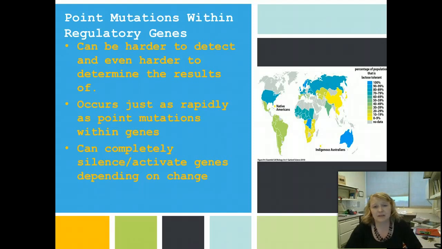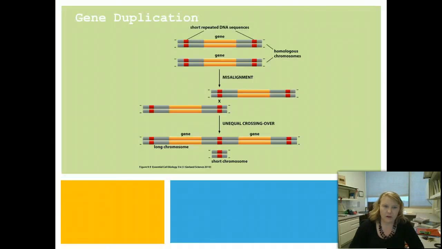And one example of this is lactose intolerance. Humans are one of the few organisms that can consume milk as adults, and that's because we produce an enzyme known as lactase. However, there's a growing population of people who can't produce lactase, and so they're lactose intolerant. And you can see an image of that on the slide here. And so that's just one example of how point mutations within regulatory genes can affect normal functioning of the cell.